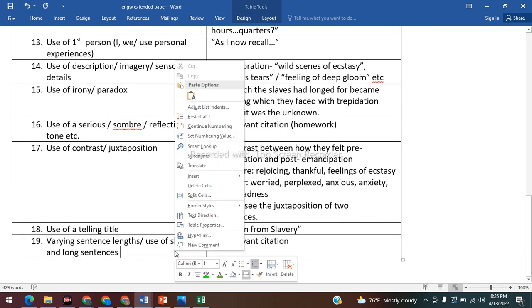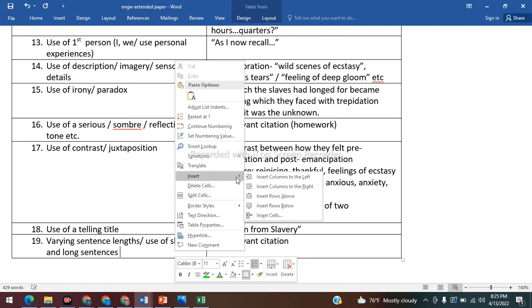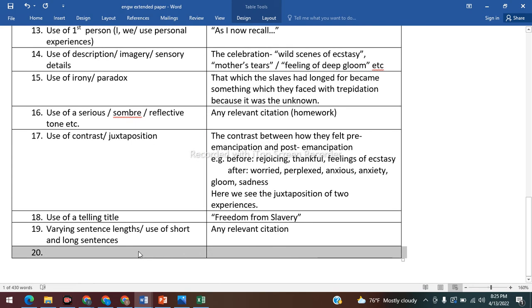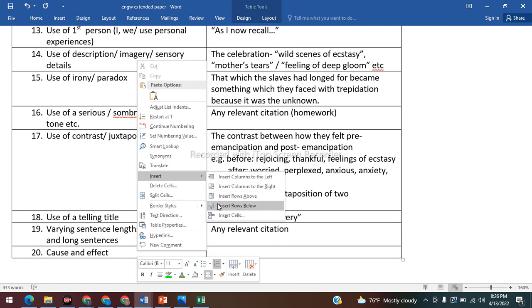All right. Look at that. We're on 20. But these ones I'll just list them off. We have a lot more. We have 1, 2, 3, 4, 5, 6 more. So next one is cause and effect. All these are relevant ones that you could use in your own essay too.